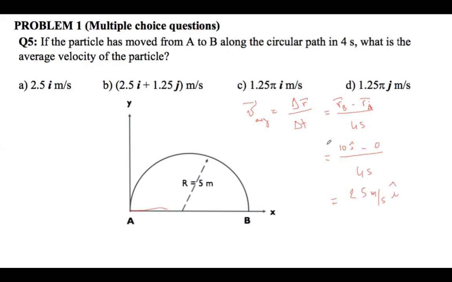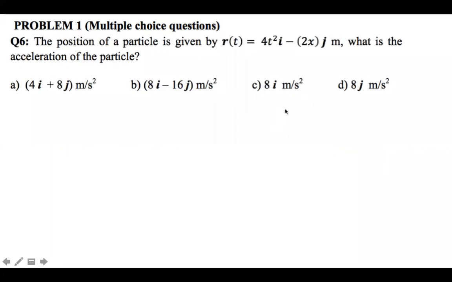So what's the right answer? Of course, the right answer is A. This I'm talking about average velocity. Okay, what's the average velocity? Right. So if I ask you what's the average speed, you can find it. Okay. Next.